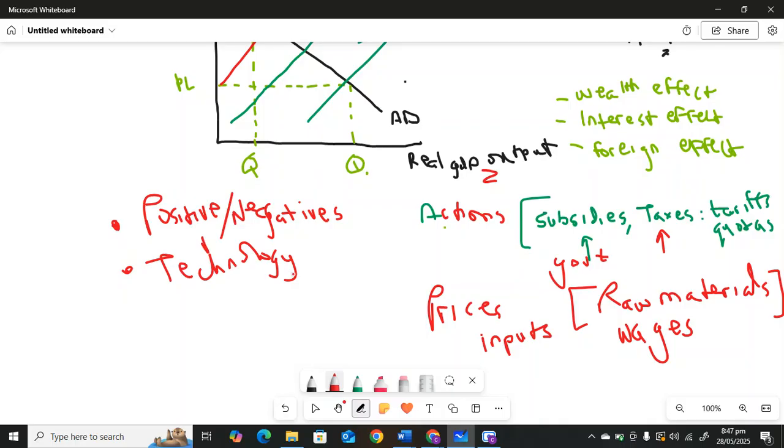Okay. So just remember this acronym: PAPT. The first P, prices of inputs, the raw materials and wages. A is actions of government. The other P is positive or negative shocks. T is technology.